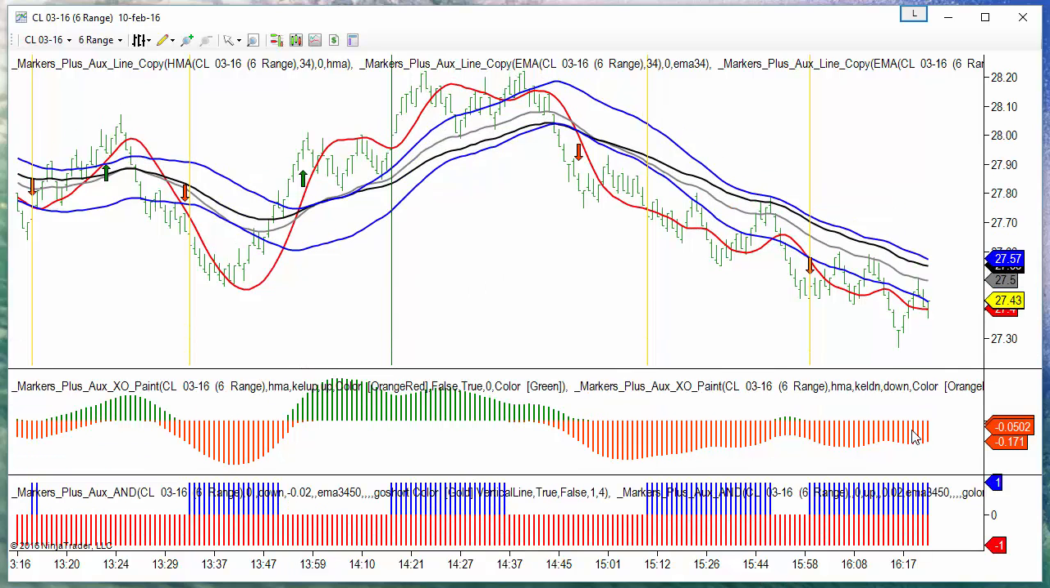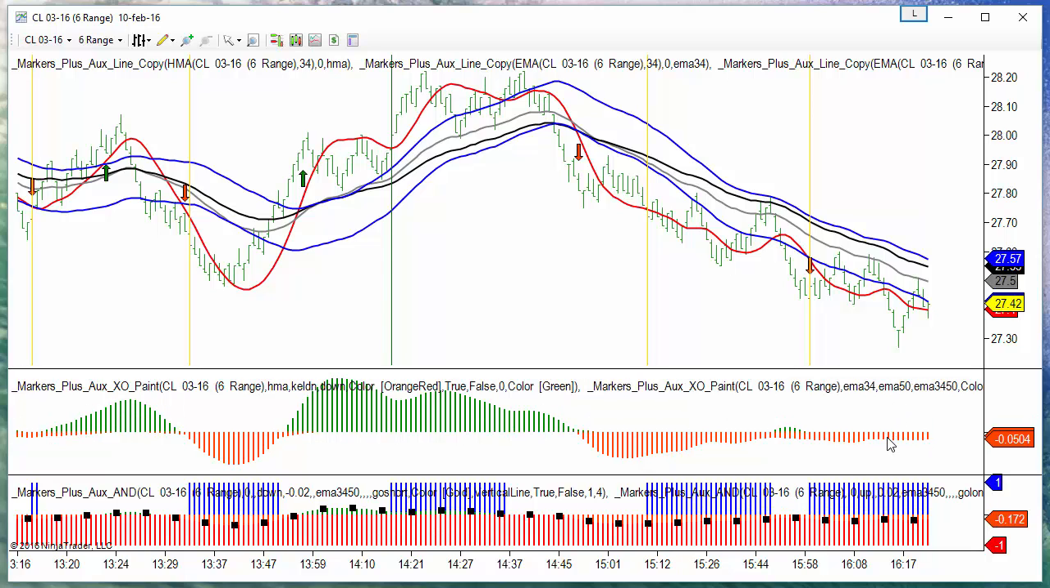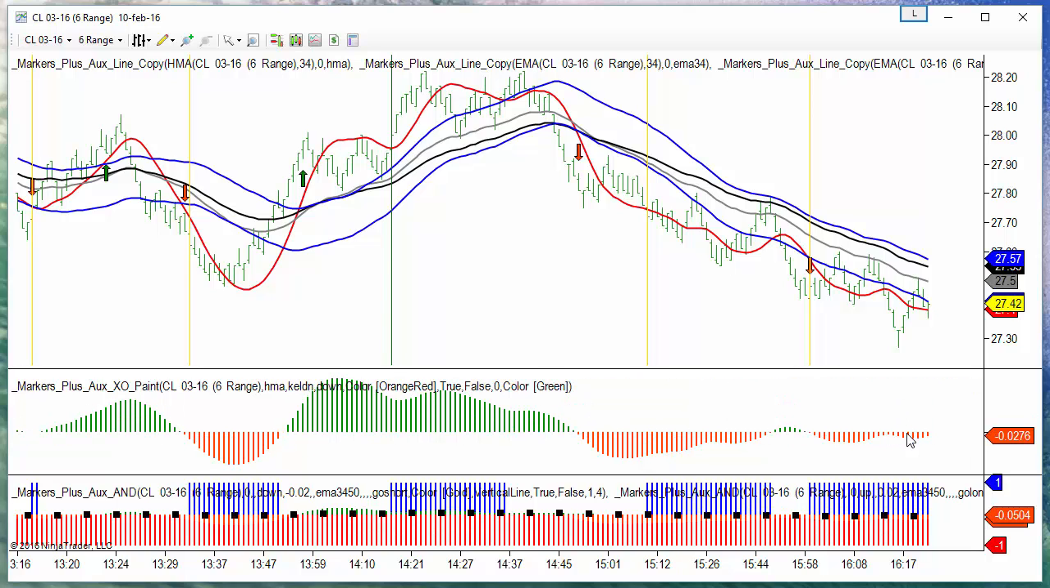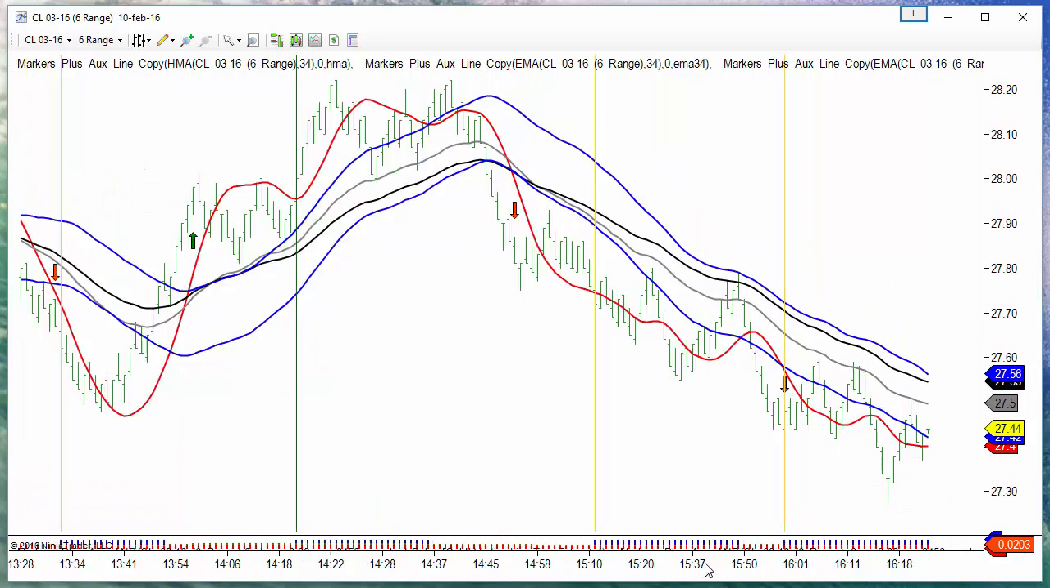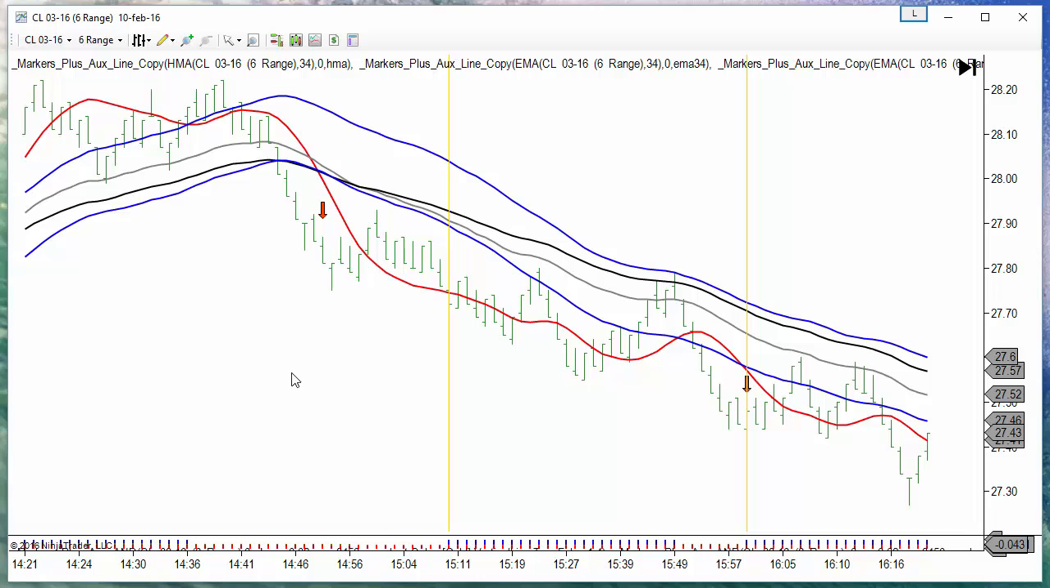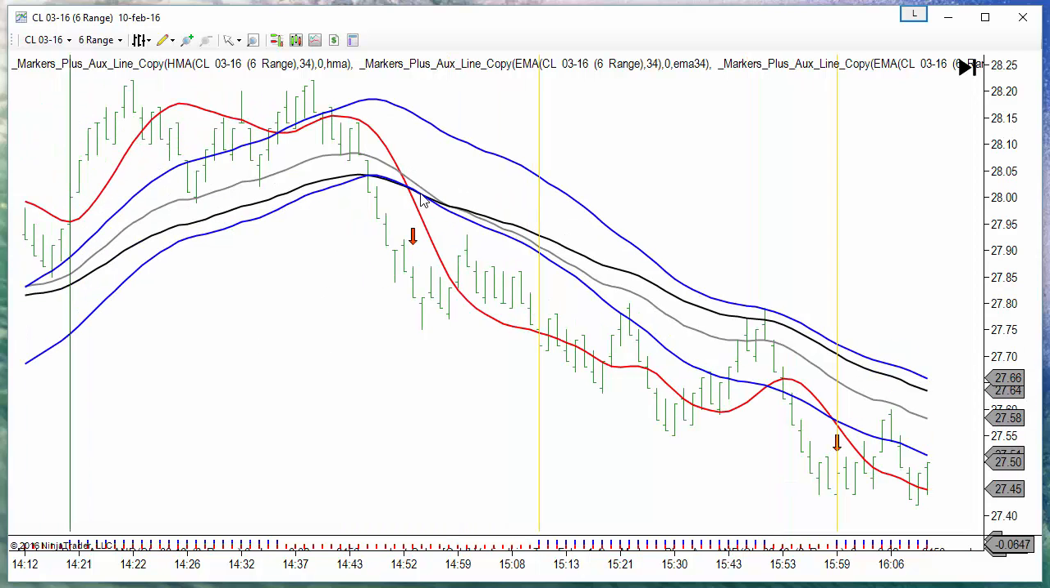Now let's see how this works. When I have the crossover, the gray line is still not below the black. But now the gray is 2 ticks or more below the black, and also the red line is below the envelope, so we have a short signal.